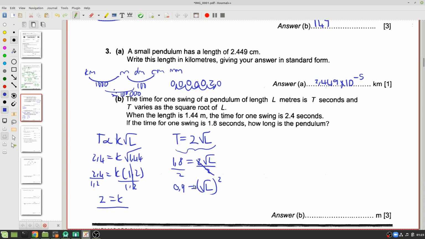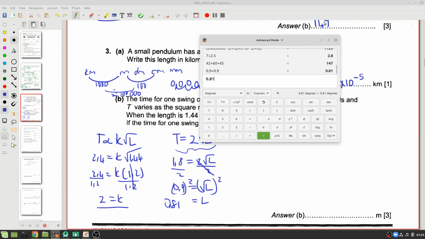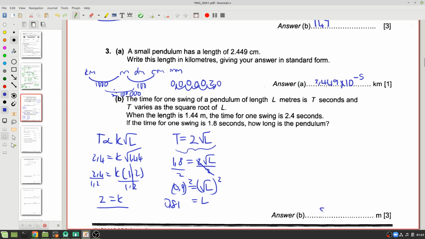And now in my second step, I'm going to square both sides. So we get L equals 0.9 squared, should be 0.81. Let's just make sure about that. 0.9 times 0.9 is in fact 0.81. Okay, and that is our answer for L. 0.81 meters.